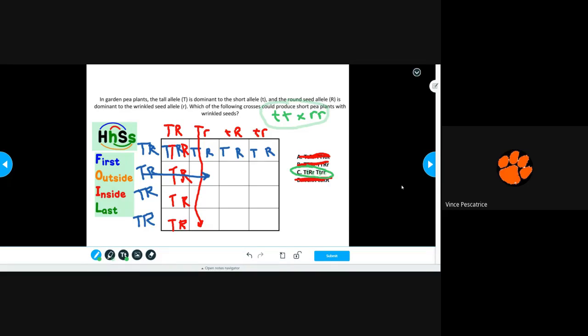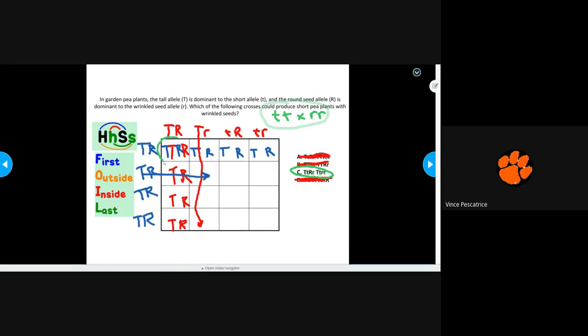So the correct answer for 2 is C. I know that's a lot to look through, but I'm trying to show you what to do and save you some time so you don't have to do this on each one. Because to go through and put in T's and R's, T's and R's, T's and R's, that's a lot of work. So I want to try to save you some time. So make sure you're paying attention to the pairings. The T's can only pair with the T's, and the R's can only pair with the R's.